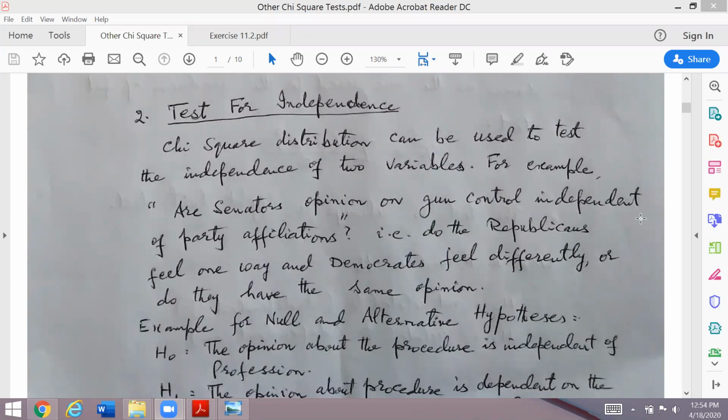Bismillahirrahmanirrahim. My today's topic is the test for independence. If you remember, last time we studied in chapter 11, that was the goodness of fit test.